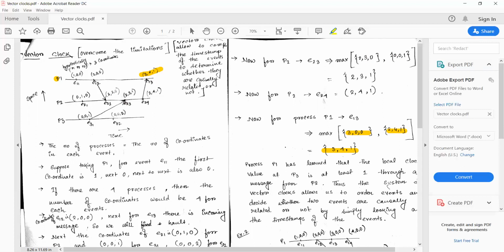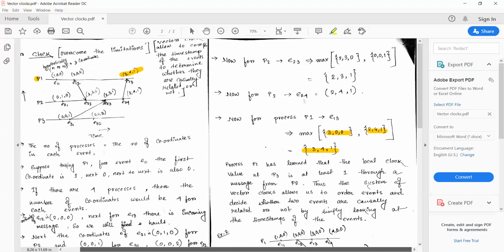So in this way, we can find out the clock values of each coordinate. Where there are incoming messages, there we have to find out the maximum value. Okay. Does the system of vector clocks allow us to order the events and decide whether two events are causally related or not by simply looking at the timestamps of the events?